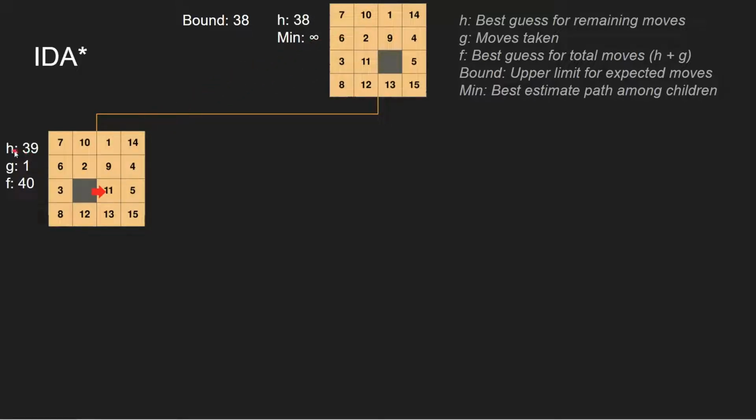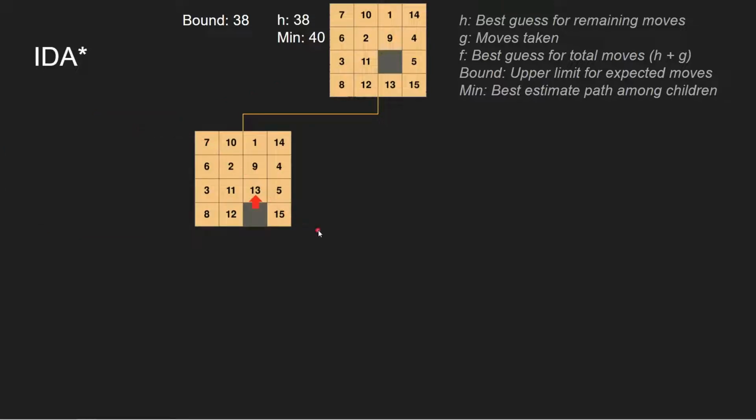And when we add the expected moves remaining plus the moves we've taken so far, we get an F score of 40, which basically means we think that if you continue down this path, you're going to find a solution in 40 total moves. That's greater than our bound. Our bound is the upper limit for the number of expected moves. So we're going to stop exploring this path. But before we do, we're going to keep track of the minimum because that is actually the most promising path we've found so far. We try the next move.